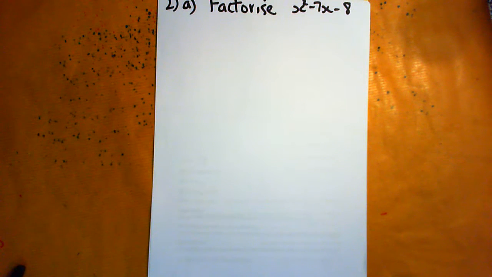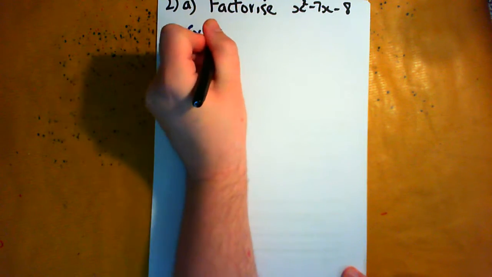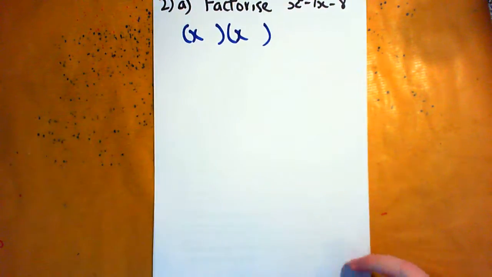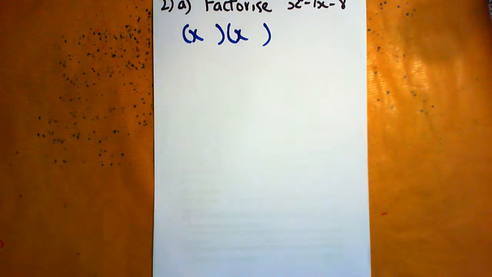So our answer we expect to be of the form of two brackets. Each is going to look like x plus or minus some number, so it's going to be something that has that form there. We need to look for two numbers that add to minus 7, but they multiply to minus 8. So let's look at what pairs of numbers that could be.